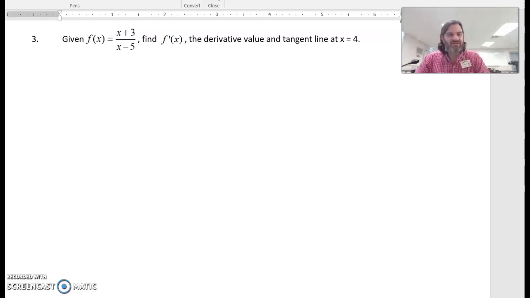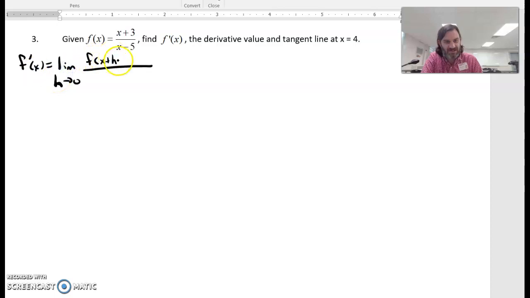Alright, we're going to find the derivative of f of x equals the fraction x plus 3 on top and x minus 5 on bottom. So I guess it's worth just stating our derivative formula, in case you don't remember: f prime of x equals the limit as h approaches 0 of the fraction f of x plus h minus f of x all over h. And if that's the case, we're going to need to find a couple things.